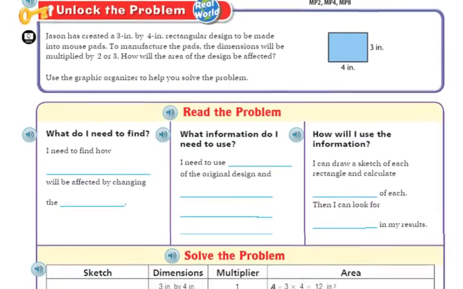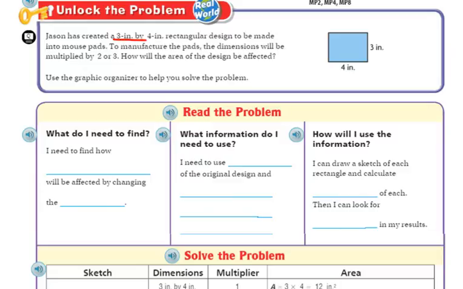So, unlock the problem. Let's begin, shall we? Jason has created a 3-inch by 4-inch rectangular design to be made into mouse pads. To manufacture the pads, the dimensions will be multiplied by 2 or 3. How will the area of the design be affected?